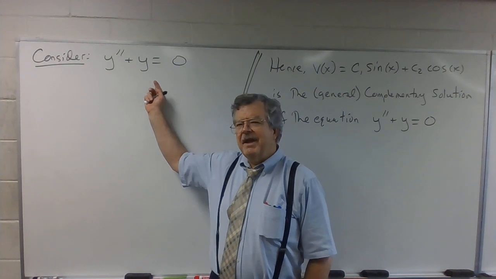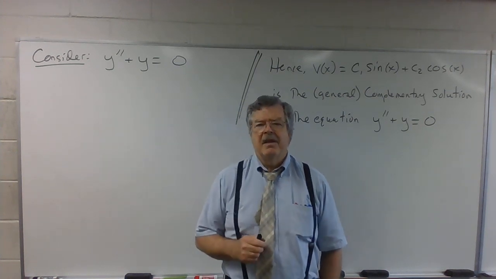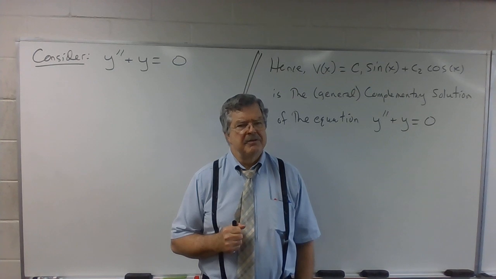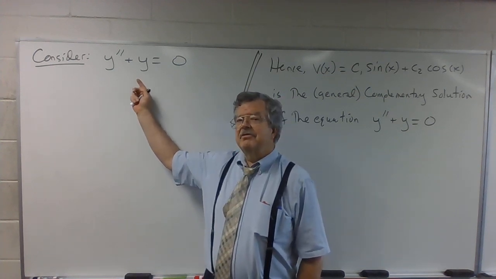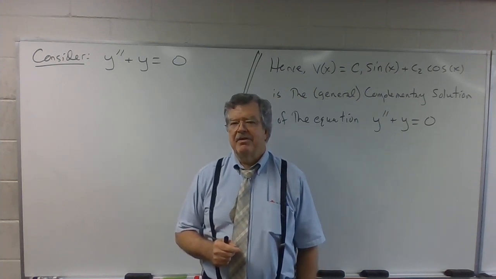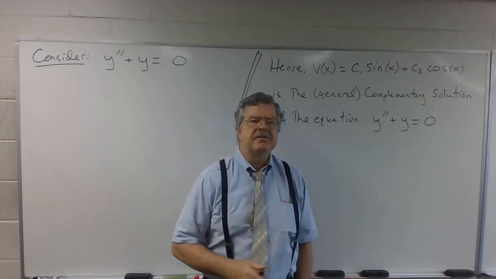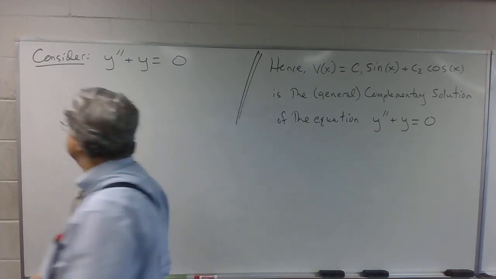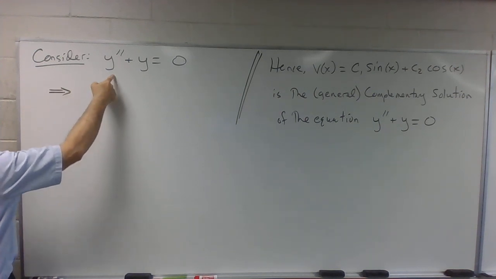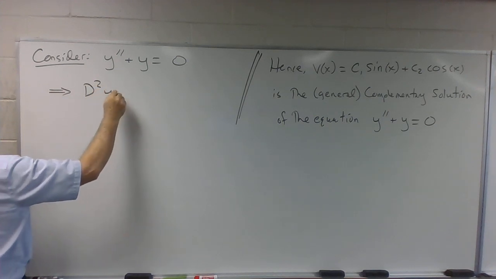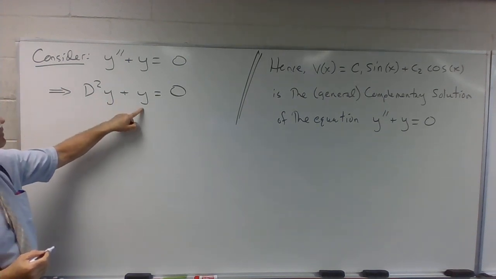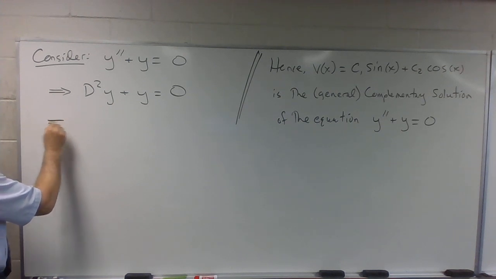Now I'm going to do this same exercise again, but without the foreknowledge that sine and cosine are independent solutions. I'm going to find the complementary solution of this equation using the differential operator method and getting the auxiliary equation and finding the roots to the auxiliary equation and so forth. So I take my complementary equation and write it in terms of differential operators. Second derivative of y plus y equals 0. And then I factor out y.